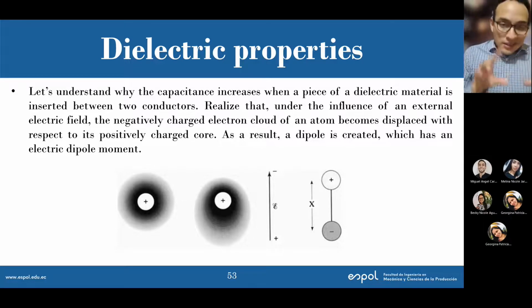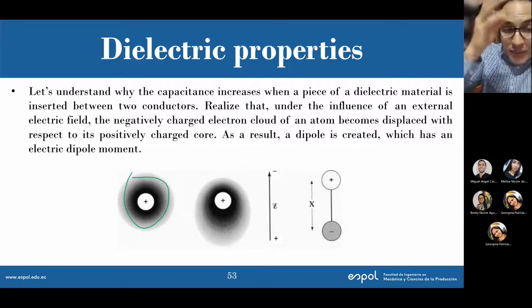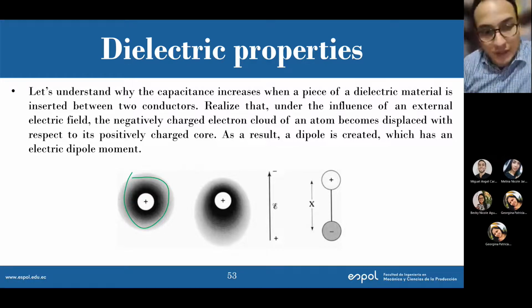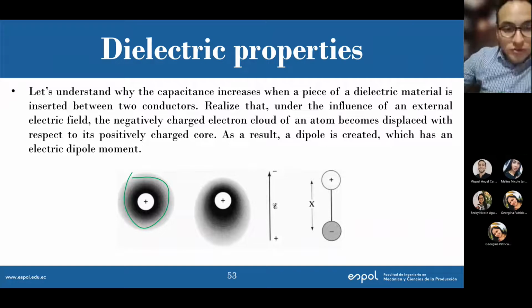Well, let's go to the basics. Under the influence of an electric field, you have a negatively charged electron cloud of atoms. If you don't have any electric field, you will have a nice electron cloud, all nicely arranged without any disturbance. So your atom is in perfect condition. You have your positive nucleus, with the electrons outside, so everything is nice.